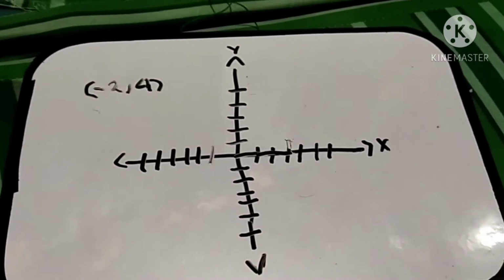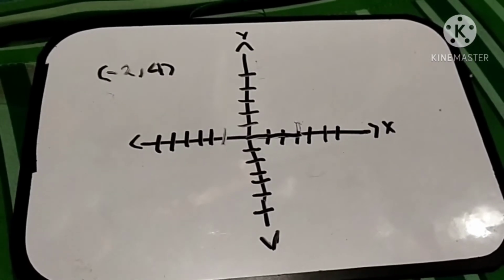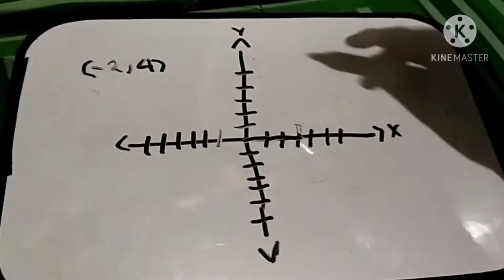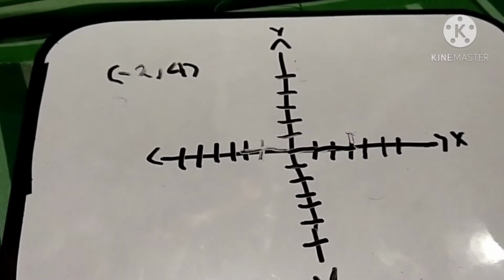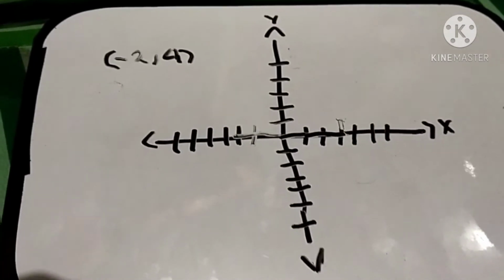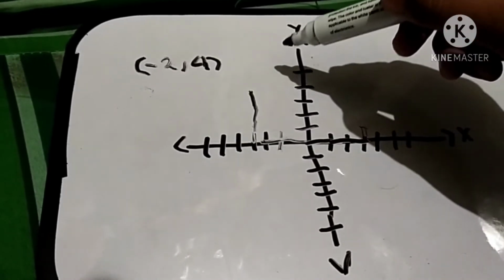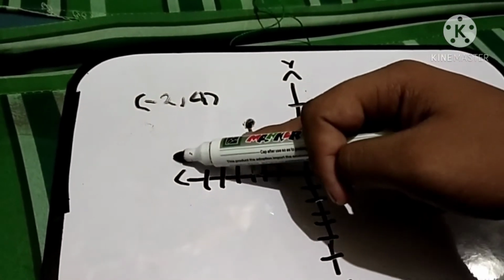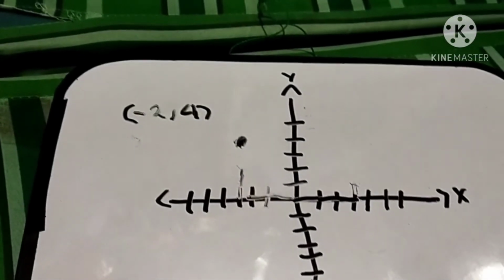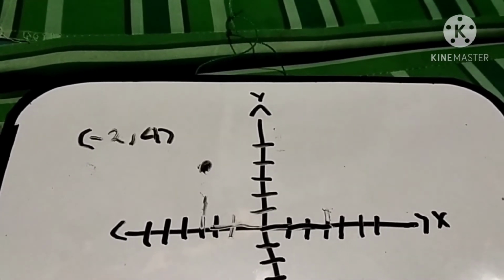Second example, we use the ordered pair (-2, 4). As a negative number for the x-axis, we will move to the left: 1, 2. And as a positive number for the y-axis, we will move upwards: 1, 2, 3, and 4. And just make a point over there. So the point is here, and that is how to plot a point on a Cartesian plane.